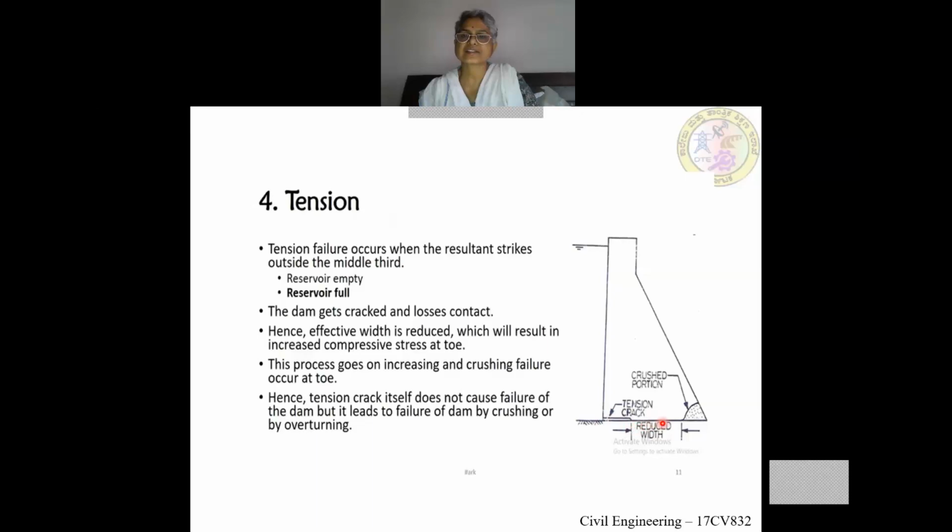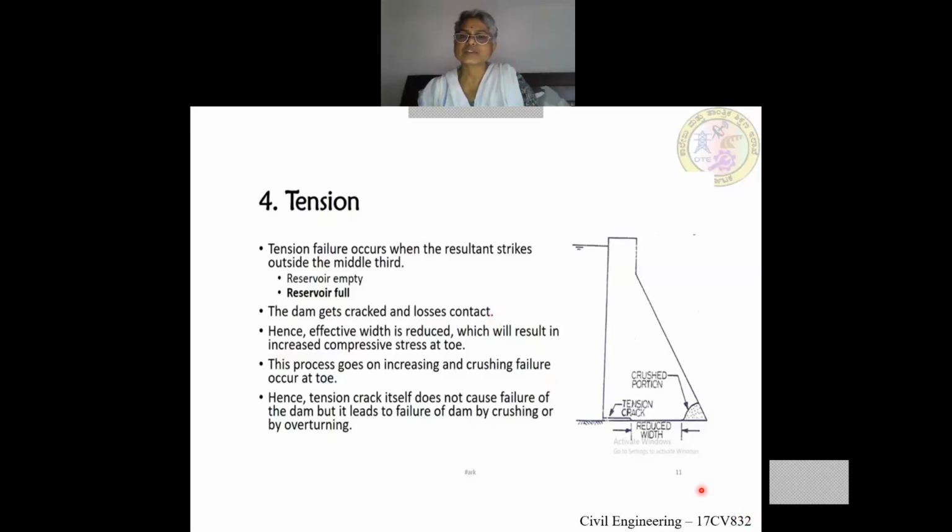That is, this is the base. If this is one third, and this is one third, and this is the middle third, if the resultant passes through this middle third, then there won't be any tension. There are two cases, as I told you, that is when the reservoir is empty and when the reservoir is filled. The dam gets cracked and loses contact.